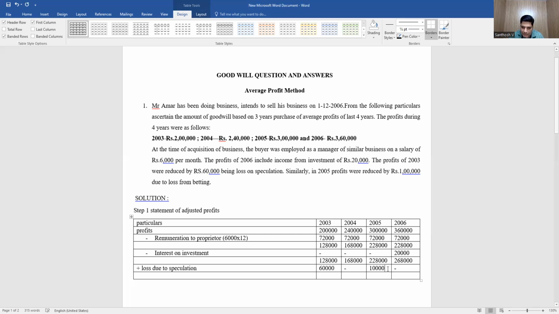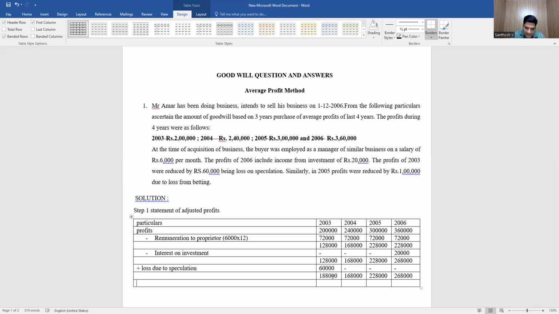60,000, and this column should be nil. This column should be nil. And then you have to do the total for this one, 1,88,000. And then next column, 1,68,000. Next column, 2,28,000. And the last column, 2,68,000.